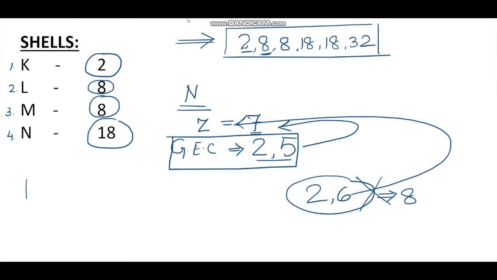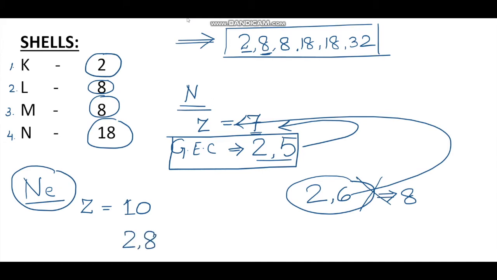Let's take one more example. Ne. You all know the element Ne is neon. The symbol for neon is Ne. It is an inert group member. What is the atomic number for neon? That is 10. What will be the configuration? The first shell will have 2 electrons. The second shell will have 8 electrons. Do we need to send more electrons to the third shell? Let's check. 2 plus 8 is equal to 10, and there are 10 electrons. So it means neon will have the general electronic configuration of 2, 8.